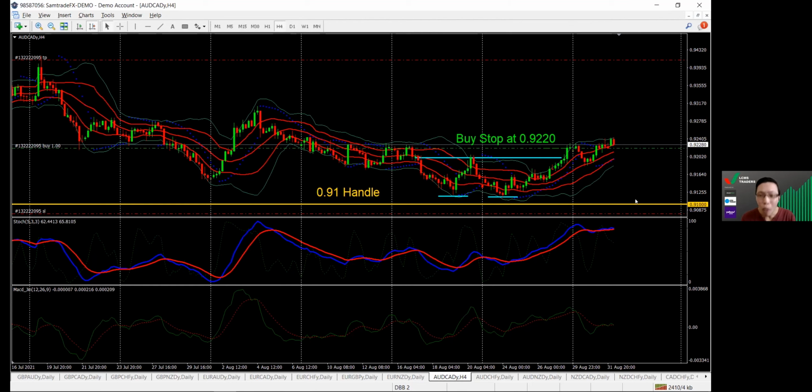Otherwise, my personal view is that Aussie CAD is likely going to strengthen because of the RBA's optimistic outlook on the Australian economy. And of course, they're likely going to carry on with the QE tapering, probably next week or something. Okay, so that's all I have to share for Aussie CAD.